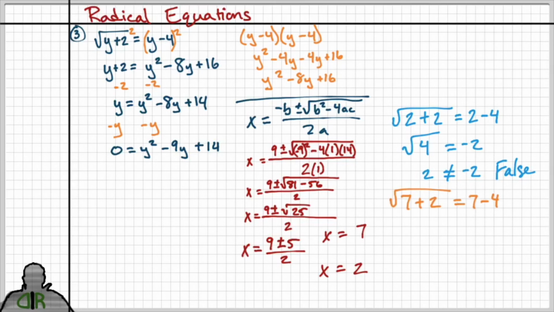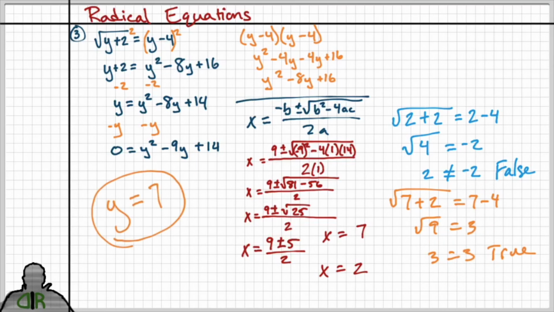Okay, let's try this one. 7 plus 2 is 9. The principal square root of 9 is 3. So 7 minus 4 is 3. So this one ends up being true. So which one works here? Well, it's going to be the 7. It's not going to be the 2.